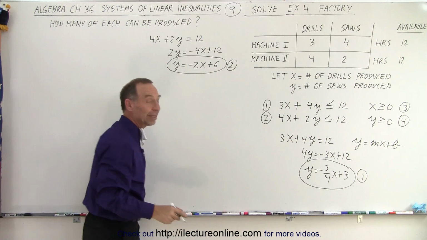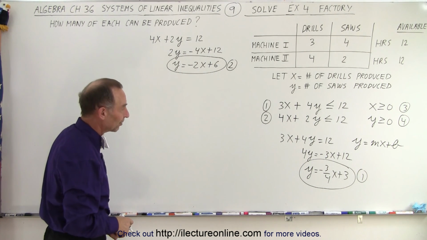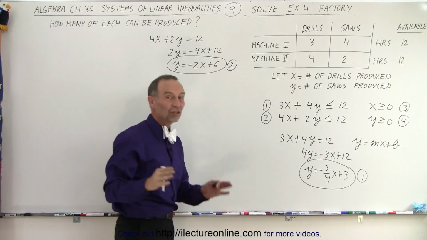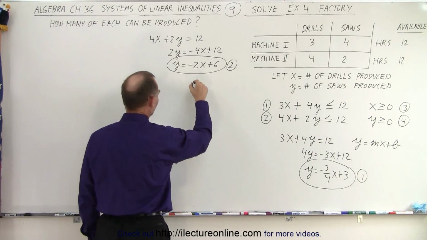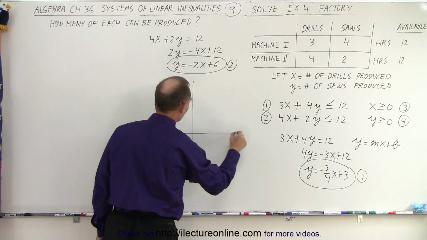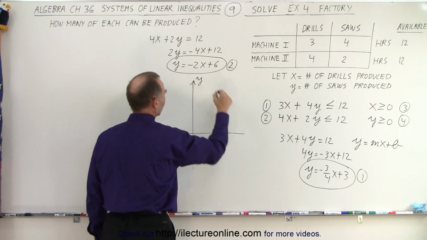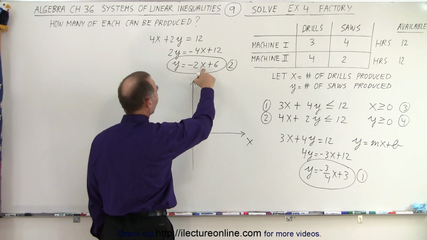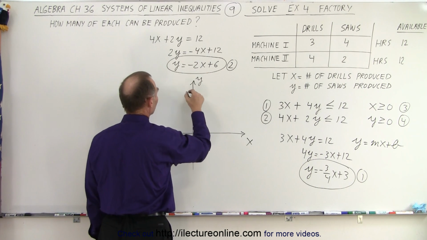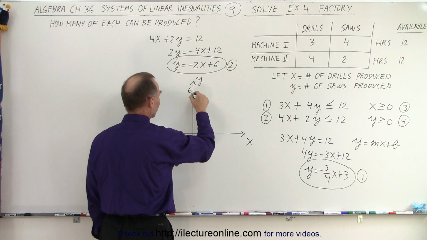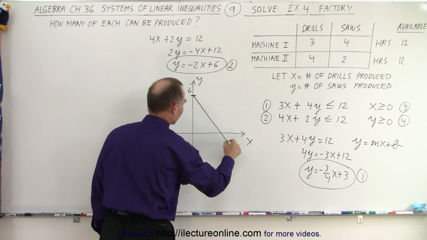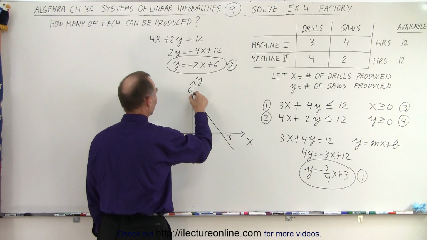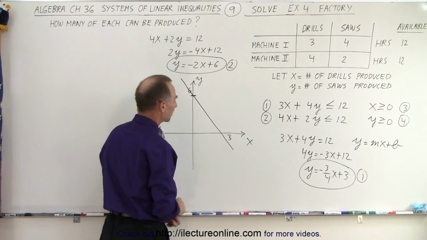Notice these represent the boundaries of the regions that we're interested in, and since we have less than or equal to for both, we have solid lines signifying those boundaries. So let's go ahead and graph those. Here's our y-axis, our x-axis. We have minus 2x plus 6, so let's make this plus 6 right here. Minus 2, that's a pretty steep line going downward like this. This hits at 3 for x, 6 for y. And of course it goes down the other direction like that.